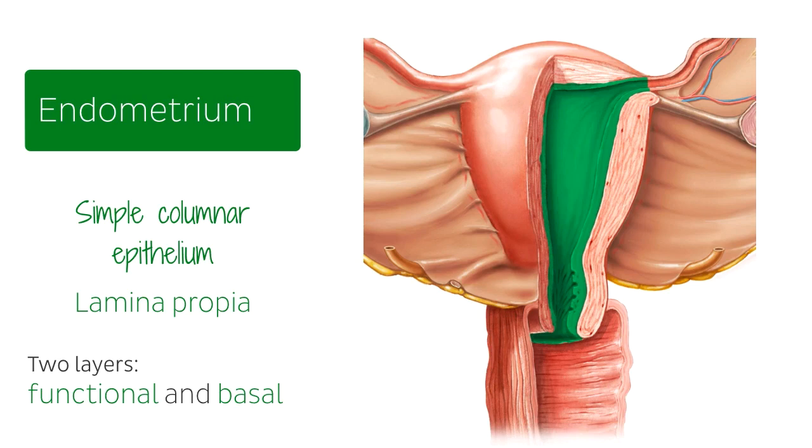Both of these layers are important to note, as the functional layer is the layer of blood that is shed in the process of menstruation when the uterus does not get fertilized during a female's monthly cycle. And the functional layer regenerates from the basal layer after each shedding.